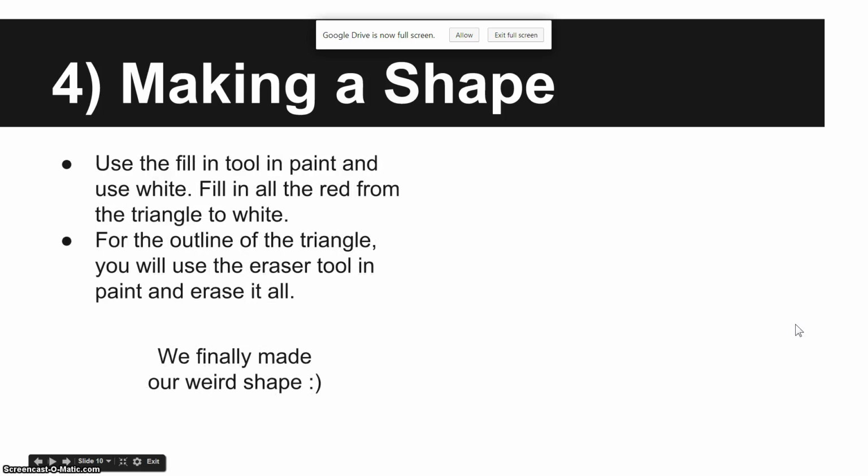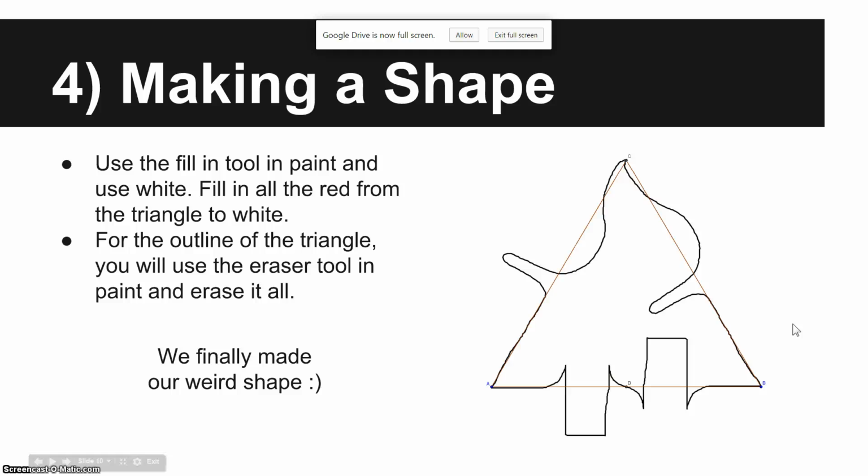In Paint, we will use the Fill In tool and use the color white. If you set the color white as color 1, you will left-click the middle of the triangle. Color 2, you will right-click. Once you do that, it should look like this. After that, you will use the eraser tool to erase all the red outline, and it should now look like this.